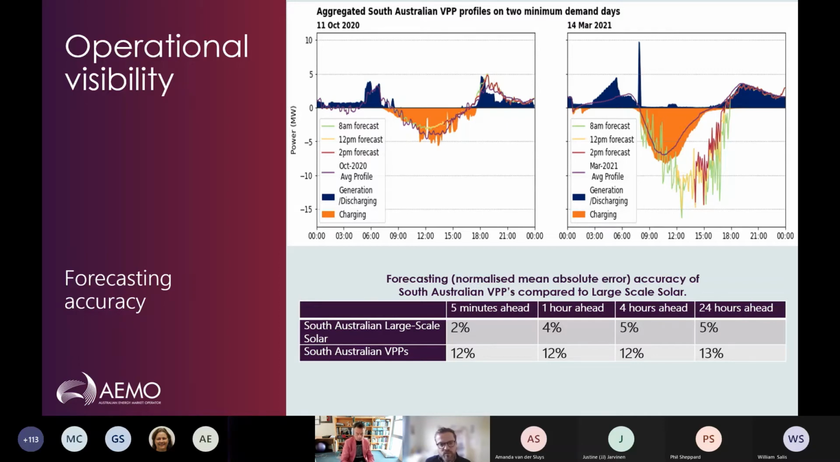But with the VPPs, what we've observed is that the error is, as you'd expect, greater than that of a large-scale solar farm, and it doesn't necessarily get better between 5 minutes or a day ahead. Now, that's probably to be expected because we're in a really early part of this industry, but we'd like to observe that forecasting error improve over time, and we have observed that improvement during the VPP demonstrations. But as VPPs scale, we're going to have to work together with the industry to try and improve the forecasting error as an industry.